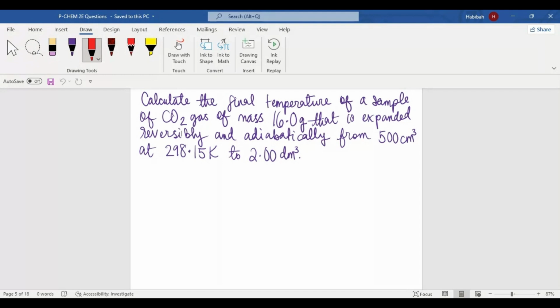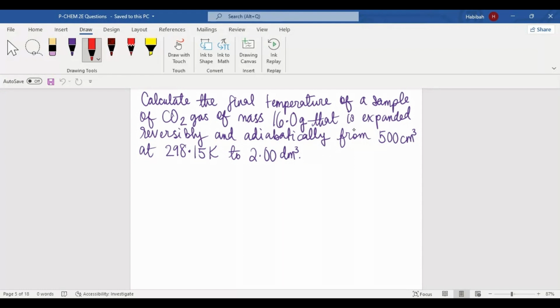Salam and welcome everyone. So today we're going to be working on the question on the screen that says, calculate the final temperature of a sample of CO2 gas of mass 16.0 gram that is expanded reversibly and adiabatically from 500 centimeter cubed at 298.15 kelvins to 2.00 dm cubed.